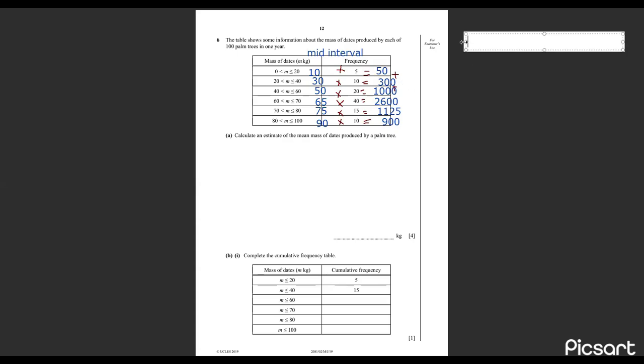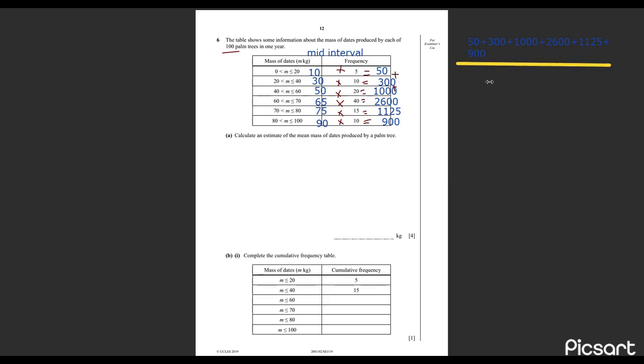So here we add the 50 plus, we are going to take the total here, 300 plus 1,000, 2,600 plus 1,125 plus 900. Okay. To give us a total. And then we're going to divide them by 100, the total number of the palm trees. So I'm going to divide all of these numbers by 100. So here gives us 5,175. Step by step, dividing by 100, and gives us a total of 59.75.